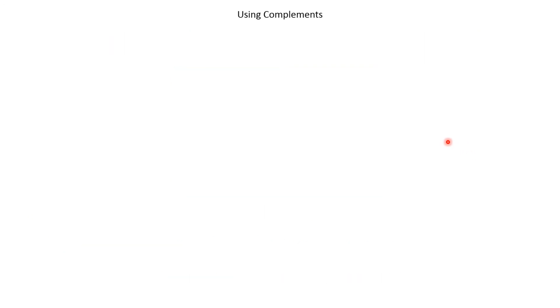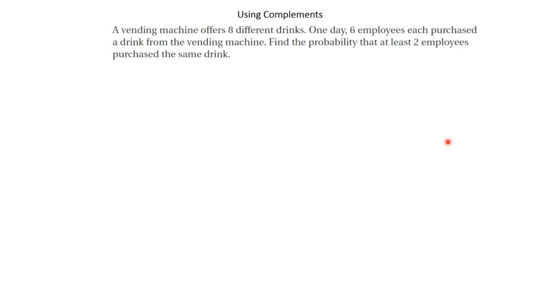One last thing to make things easier, using complements. Notice I spelled it correctly this time. We're not using complements, although that tends to make things easier as well. But using complements. Example, if we have a vending machine, offers 8 drinks, one day 6 employees each purchase a drink from the vending machine, find the probability that at least 2 purchase the same drink. So this at least 2 phrase is what tells us a complement will probably be beneficial, because the at least 2 means that 2 people could, 3 people could, 4 people could, 5 people could, 6 people could all purchase the same drink, or we could have groups of 2, groups of 3, things like that.